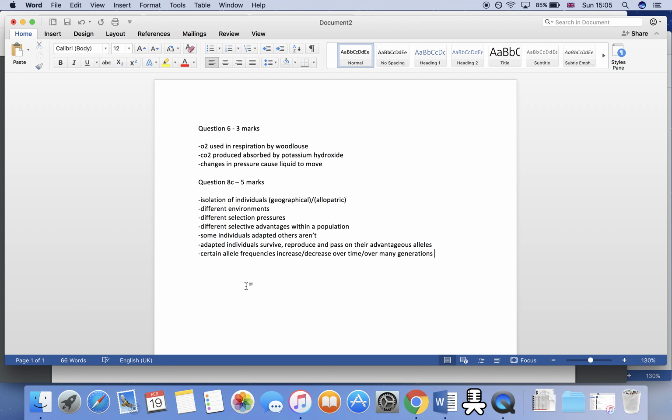That's how I recommend we get through a lot of questions in a much shorter space of time. You could even reduce this down. You could even just put: allopatric, selection pressures, selective advantages, adapted, survive, reproduce, pass on advantageous allele frequencies. They could be your notes that you're using to compare to the mark scheme.